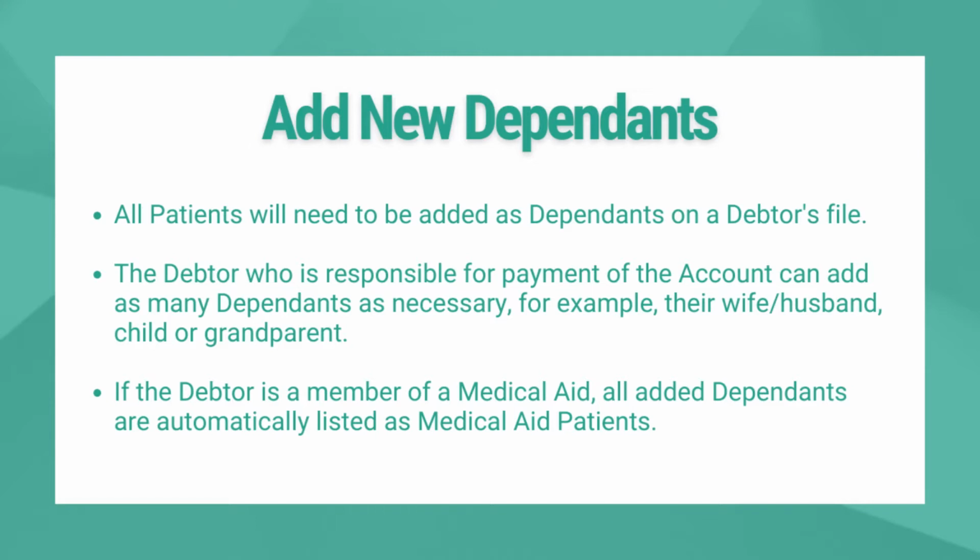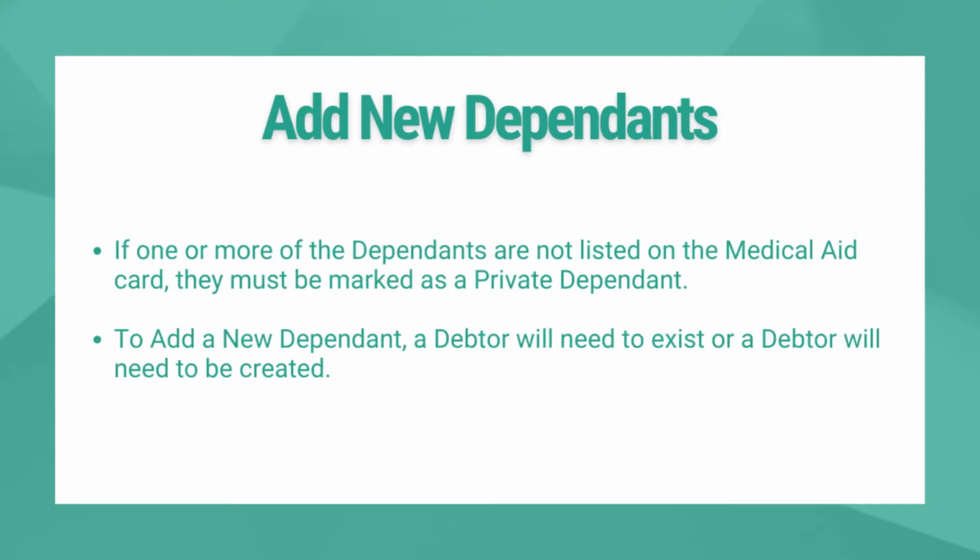If the debtor is a member of a medical aid, all added dependents are automatically listed as medical aid patients if the debtor is imported. If one or more dependents are not listed on the medical aid card, they must be marked as a private dependent. To add a new dependent, a debtor will need to exist or a new debtor will need to be created. For more information on how to create a new debtor, please refer to the Create New Debtor user manual linked in this video's description.